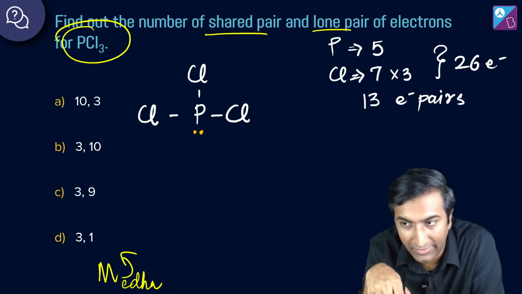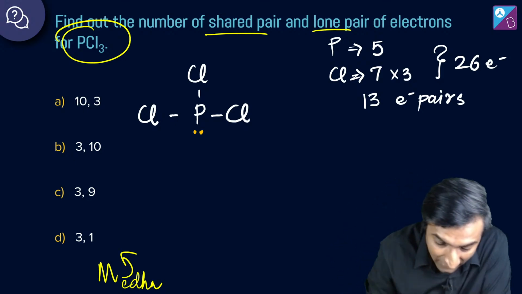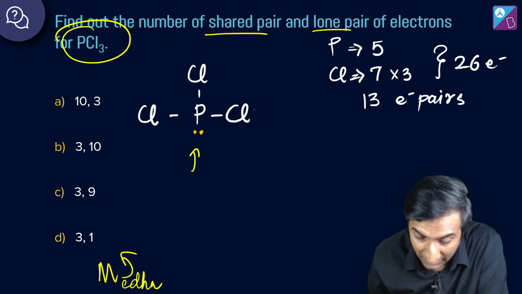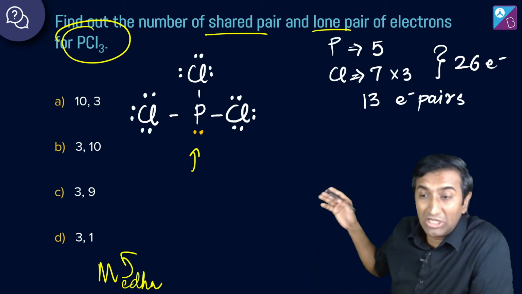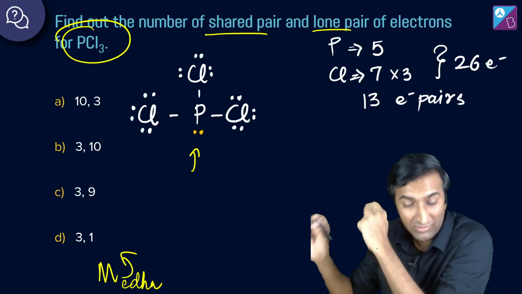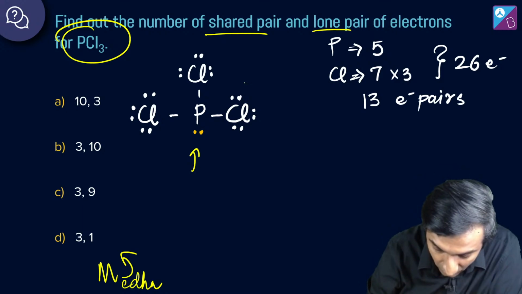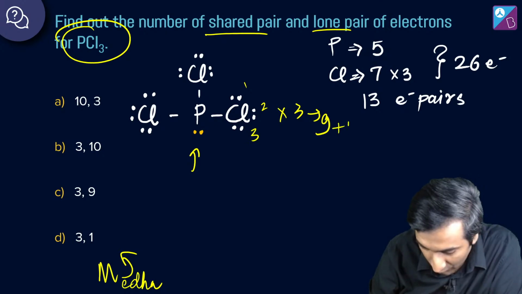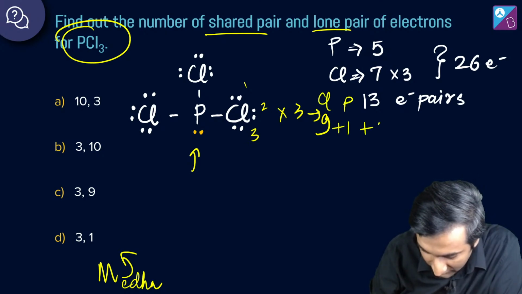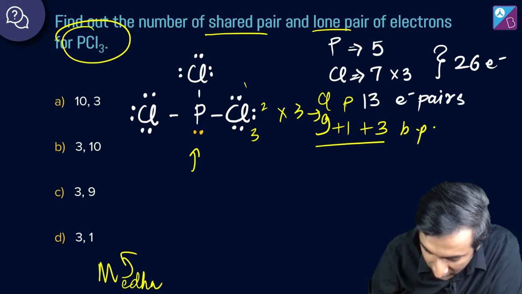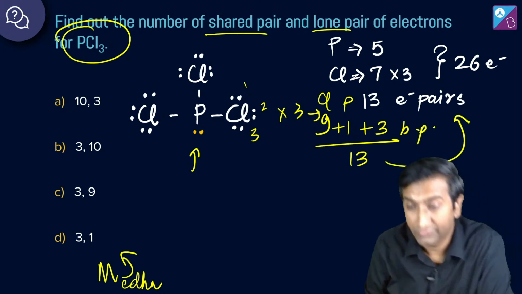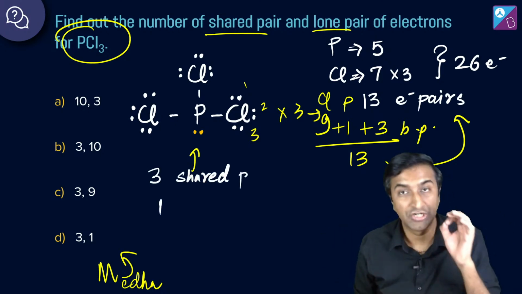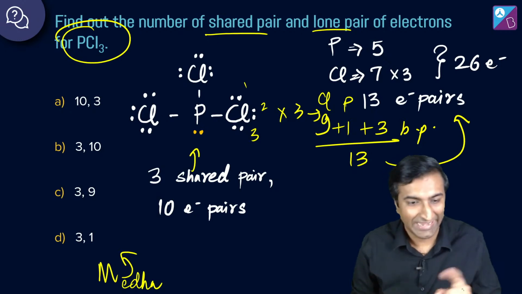What Medha said, I've drawn. And I agree with Medha, she is absolutely right. Phosphorus has one lone pair and 3 bond pairs. But look carefully, so many electron pairs are coming on chlorine. Let's count if it's right. 3 times 3 is 9 on chlorine, plus 1 on phosphorus, plus 3 bond pairs. That makes 13, which matches this. So the answer should be 3 shared pairs, which are bond pairs, and 10 lone pairs.